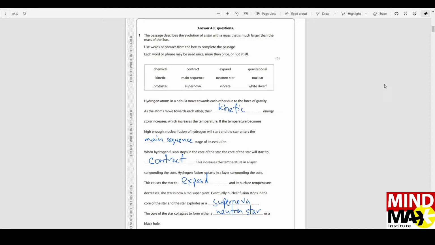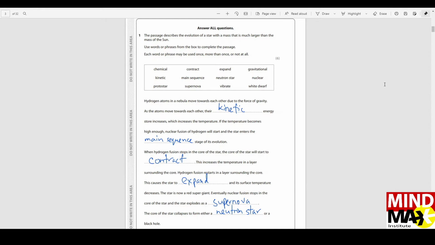Then if the temperature becomes high enough, nuclear fusion of hydrogen will start, and the star enters the main sequence stage of its evolution. So that's where it mainly starts from. Before main sequence, it was a protostar. So main sequence is the place from where the process actually begins.